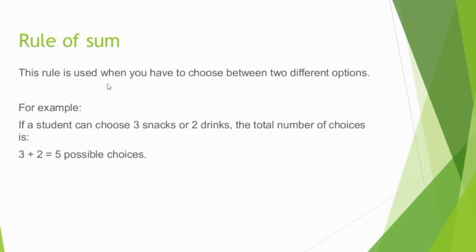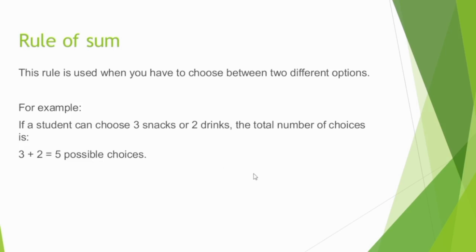This rule is used when you have to choose between two different options. For example, if a student can choose 3 snacks or 2 drinks, the total number of choices is 3 plus 2. It equals 5 possible choices. So, we use the rule of sum when a choice is made between one thing or another.